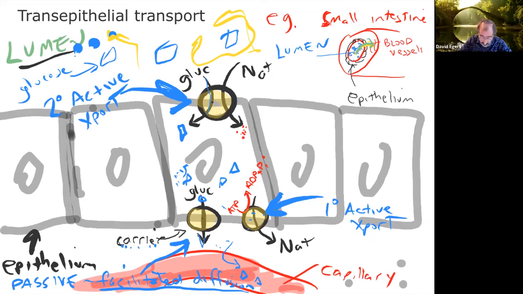Okay, other questions? Yeah, so the carrier is what allows the glucose to cross the membrane. Glucose, a large polar molecule, does not want to cross a phospholipid bilayer without help. So it needs help. The carrier will help. Other questions about epithelial transport?